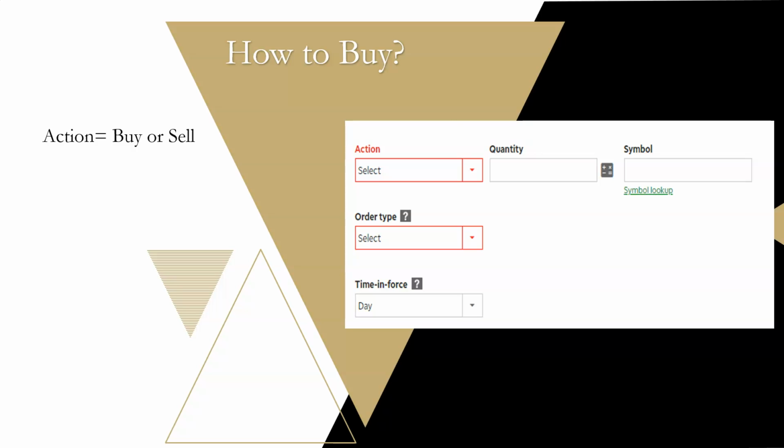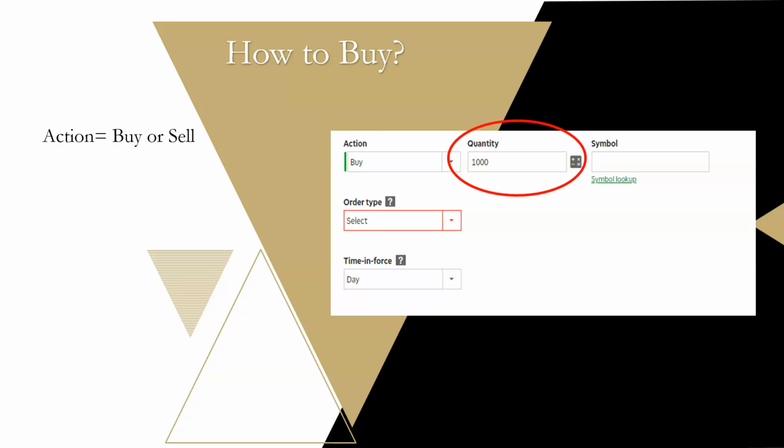You would simply find the action section, and sometimes this is referred to as side, but whether it says side or action, there's going to be a drop-down menu that will allow you to select either buy or sell. So now that you have selected that you wish to buy, the next question is the quantity. Again, self-explanatory. How many shares do you want? So in this example, we have selected that we wish to buy 1,000 shares. But 1,000 shares of what?